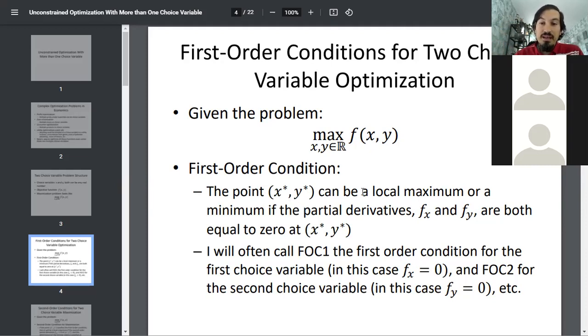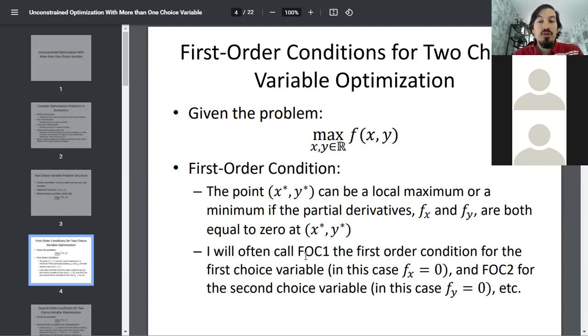This point, x star, y star, can be a local maximum or a minimum if the partial derivatives f sub x, f sub y are both equal to 0 at x star, y star. Remember, this is very similar to the first order condition when there was only one choice variable. For that, it was the derivative of f. It wasn't a partial derivative. It was actually just the derivative of f had to be equal to 0. Well, now we're not saying the derivative has to be 0, but the partial derivatives of each variable have to be 0. Okay, that's what the new first order condition is. All partial derivatives have to be equal to 0.